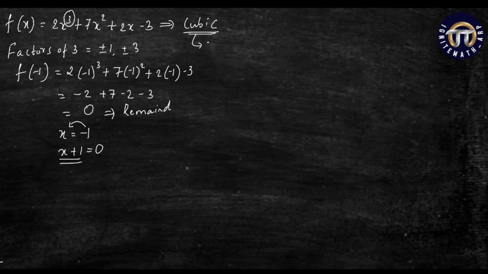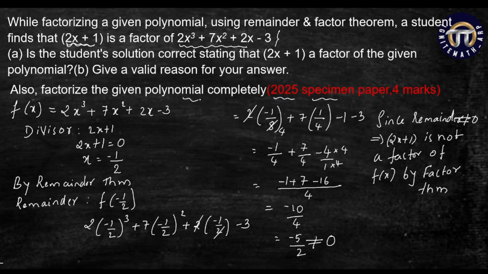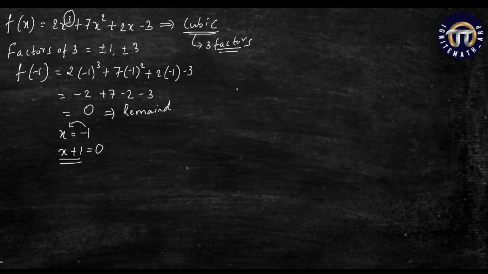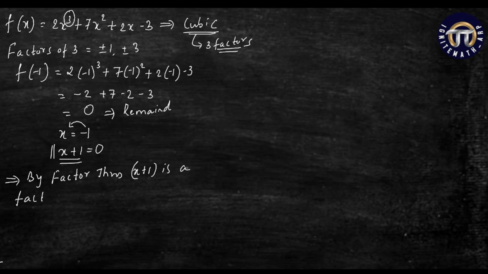So for every cubic polynomial, I must have 3 factors. Since the question is factorize it completely, it means I need to find out all the 3 factors. Out of all the 3 factors, I have found out the first factor, that is x plus 1. So I can say that by factor theorem, x plus 1 is a factor of f of x.